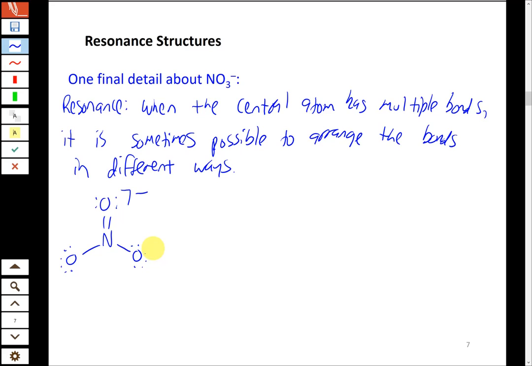In reality, it doesn't matter. The double bond can be drawn between either of them, and the best and most complete way to indicate the full structure of NO3- is to draw what are called 3 resonance structures. So we use these double arrows.